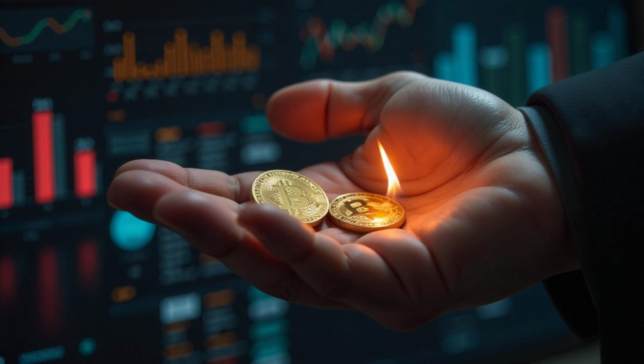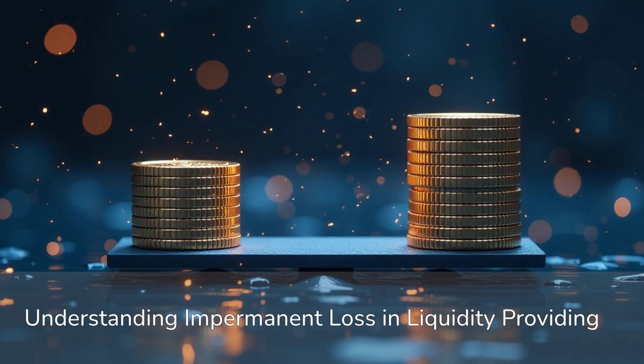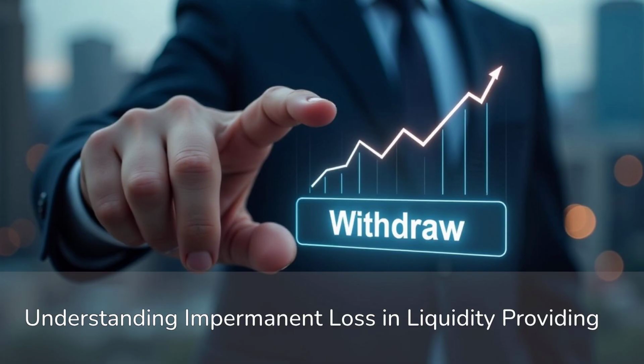But here's where things get tricky, impermanent loss. This is one of the biggest risks in liquidity providing, and it happens when the value of one token changes significantly compared to the other. Let's say ETH doubles in price while USDC stays stable. The automated market maker will rebalance your pool to keep a 50-50 ratio, meaning you'll end up with less ETH than you started with. This loss isn't permanent unless you withdraw at that point, hence the name, but it can still eat into your profits if you're not careful.